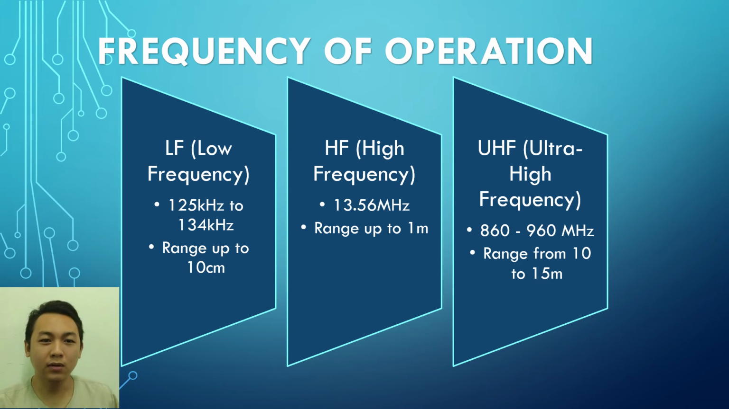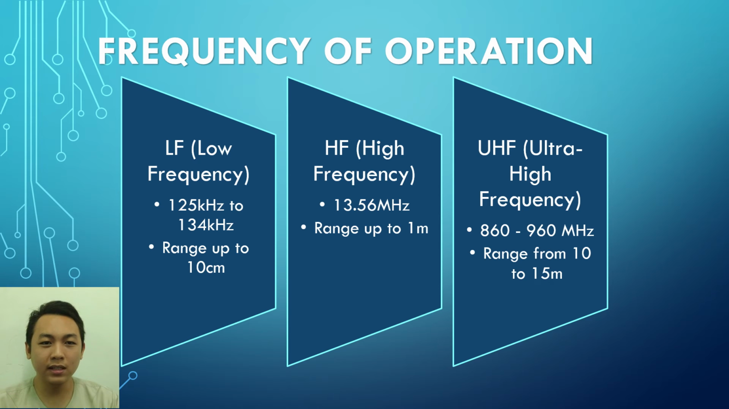As these low frequency signals can travel only a very short distance, the range of RFID tags using low frequency is up to 10 cm. High frequency can travel up to 1 meter, while the ultra high frequency radio wave can travel even further than the rest. It can travel between 10 to 15 meters.